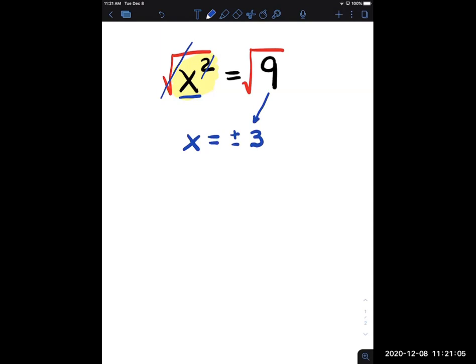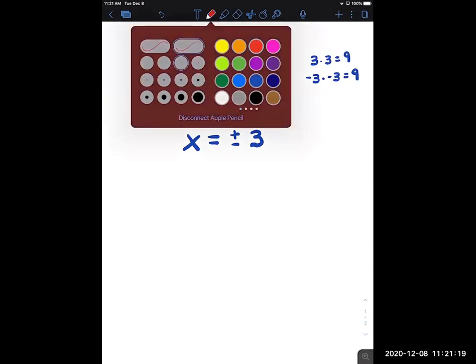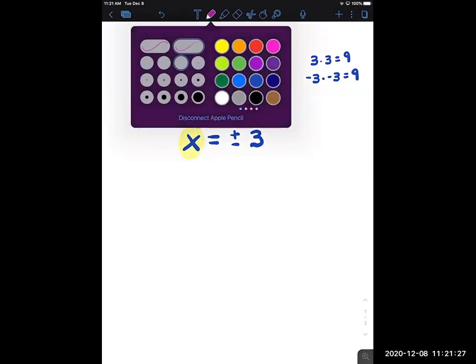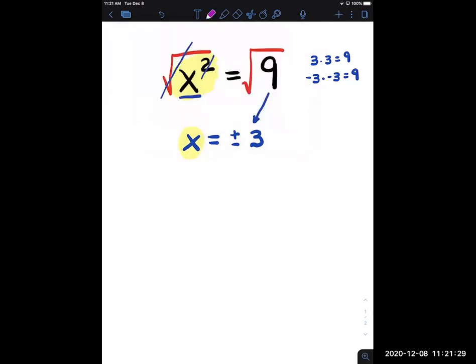That is because 3 times 3 equals positive 9, and negative 3 times negative 3 equals positive 9. So they both work. The third step would be to solve for x if you needed to, but I already have x by itself. The fourth step is just to write the exact and approximate answers.